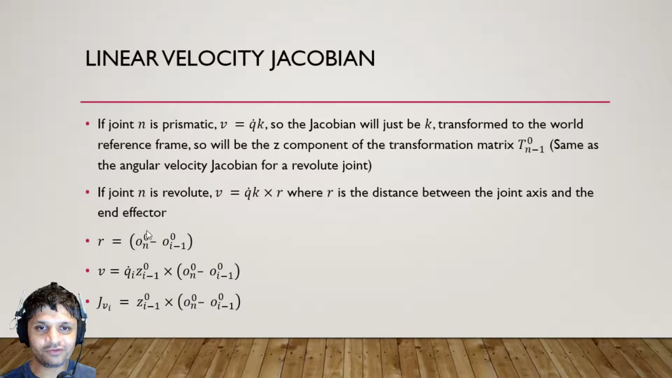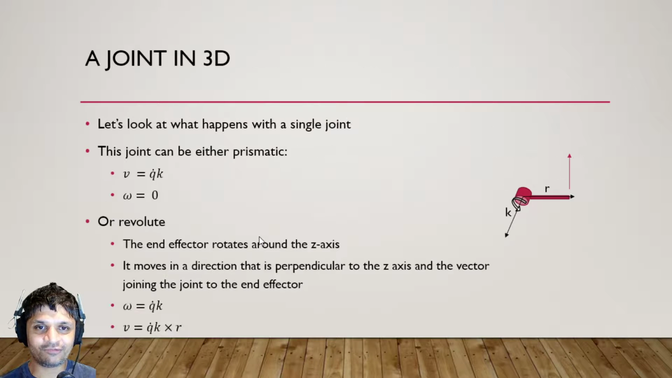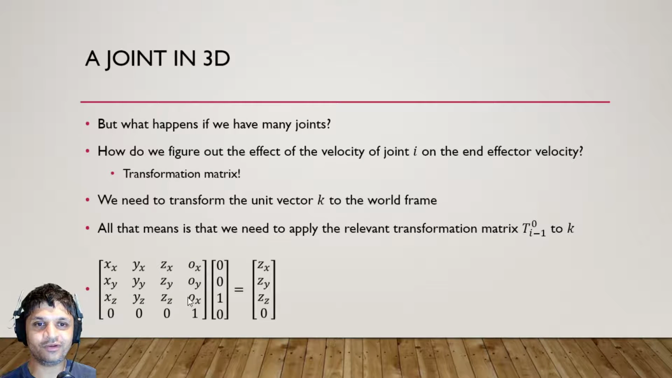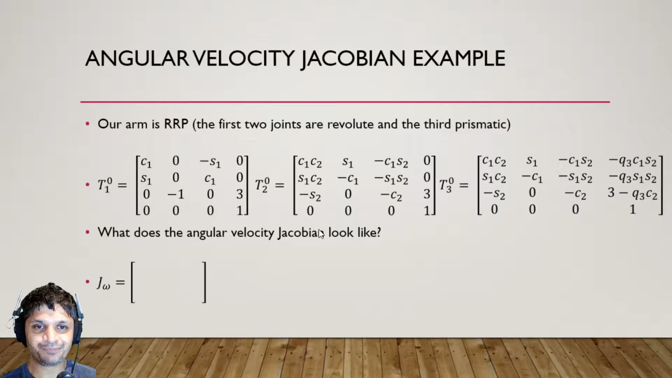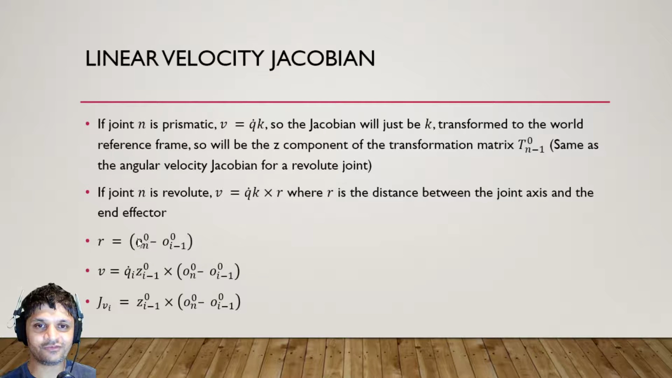And so r is just going to be the origin of the end effector reference frame minus the origin of my joint reference frame, right? So it's O n naught minus O i minus 1 naught. And the O components are from the transformation matrix here, right? So remember, this component handled the translation. So it handled where the axes were in space. Okay, so r is just my end effector reference frame origin minus my joint reference frame origin, to give me that virtual vector connecting that reference frame to the end effector, right?